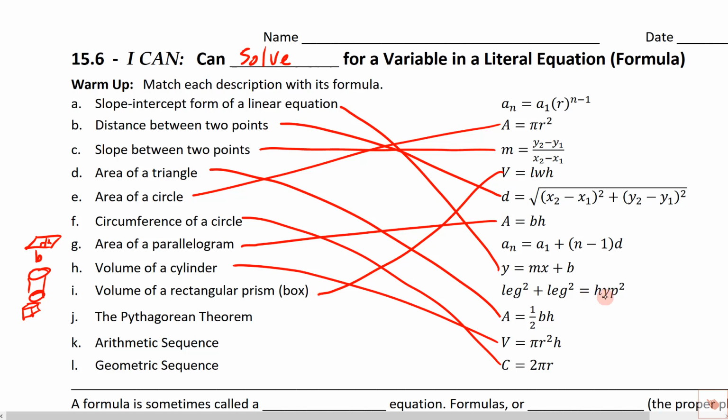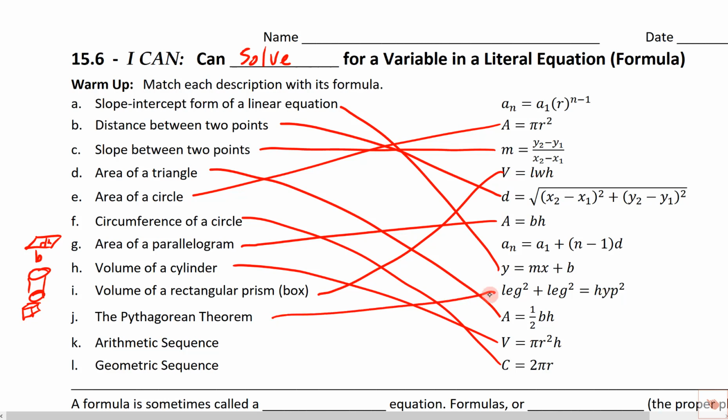So I've abbreviated it right here. That reminds you what type of triangle it works on. It works on a right triangle, and only right triangles have a hypotenuse. So we do a leg squared plus a leg squared equals hypotenuse. That's a squared plus b squared equals c squared. A and b represent the legs, c represents the hypotenuse.